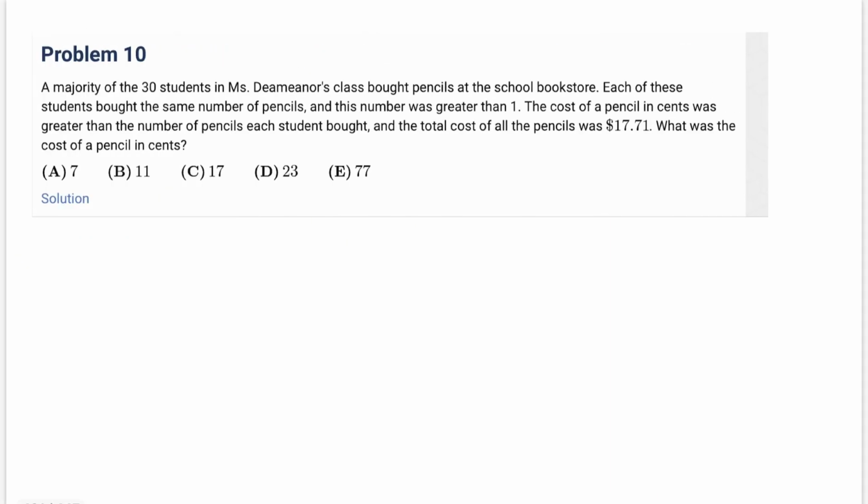Number 10. A majority of the 30 students in Ms. Demeanor's class bought pencils at the school bookstore. So it says majority, so that has to be over 15. Each of these students bought the same number of pencils, and this number was greater than 1. The cost of a pencil in cents was greater than the number of pencils each student bought, and the total cost of all the pencils was 17.71. What was the cost of a pencil in cents?